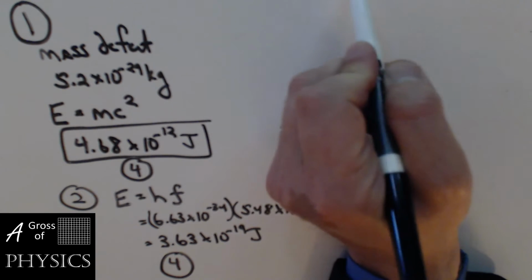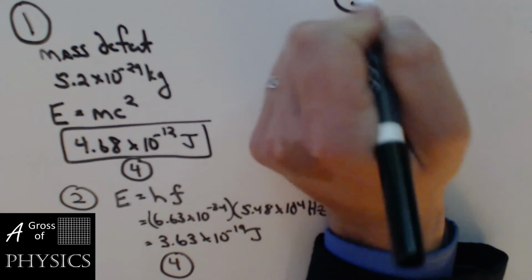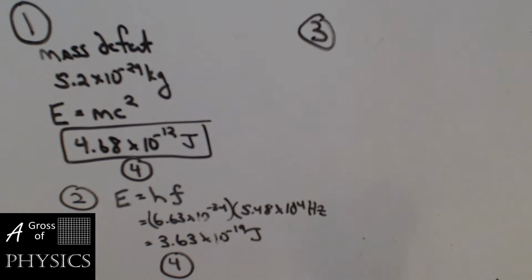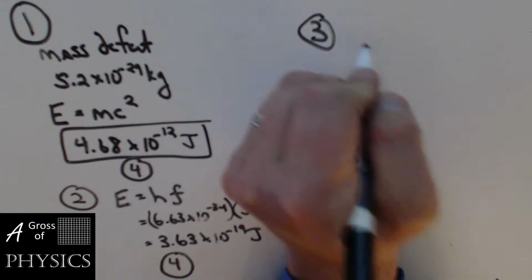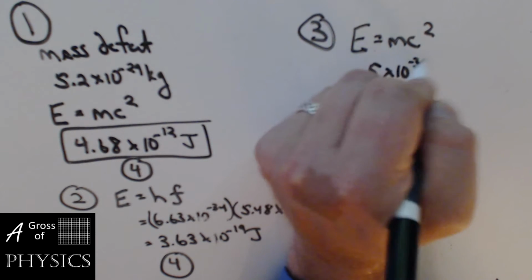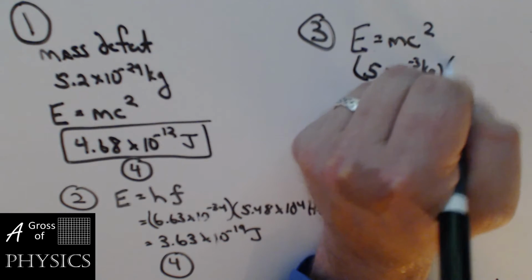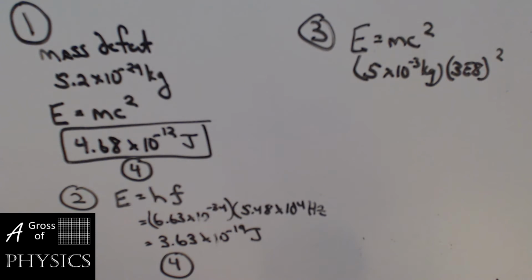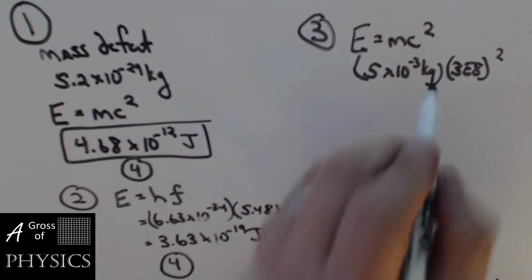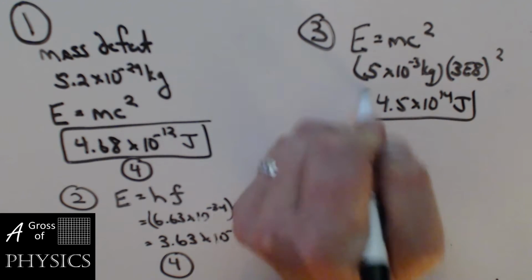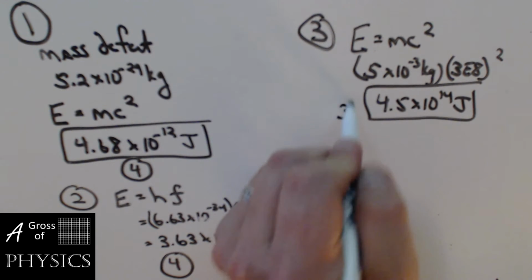All right, number 3. Energy equivalent of 5 times 10 to the negative 3 kilograms. Once again, E equals mc squared. 5 times 10 to the negative 3 kilograms times the speed of light, which is 3e8, squared. So 5e negative 3 times 3e8 squared is 4.5 times 10 to the 14 joules. And that's choice 3.